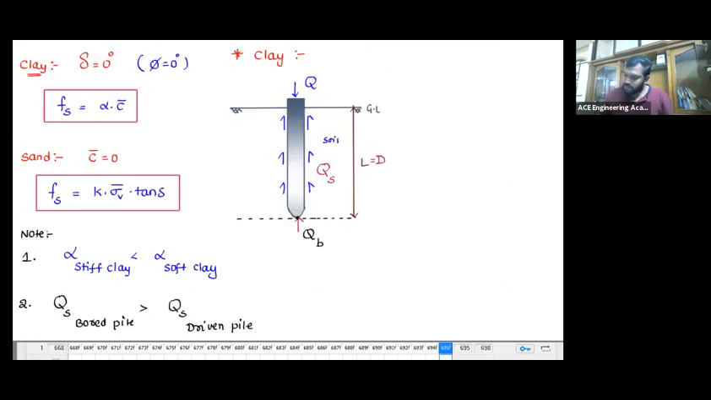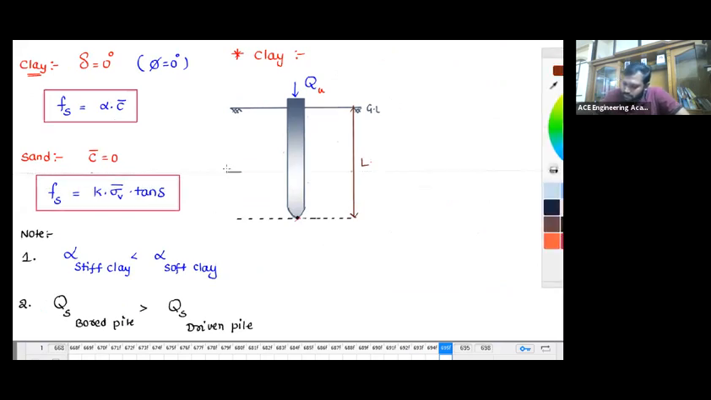This is the ultimate load carrying capacity, right? Listen to me, please. I'm going to take a clay soil. Let me take it as a layered deposit. I'm going to take a clay soil mass.